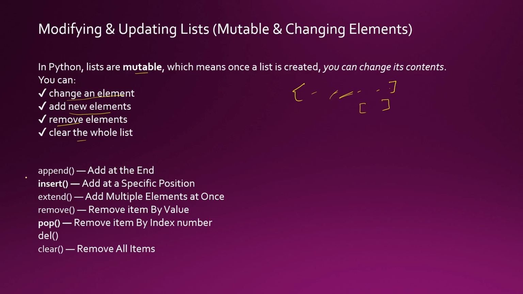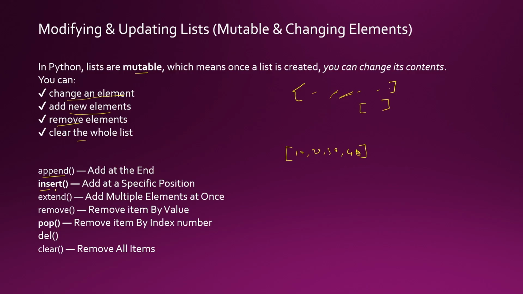So there are a few operations using inbuilt functions. Using these, we can perform our modifications in a list. First one is append. Append adds a value at the end. So if I have 10, 20, 30, using the append function, you can add a value at the end of the list. Whatever value we want to add using append, that is added at the last position of the list.